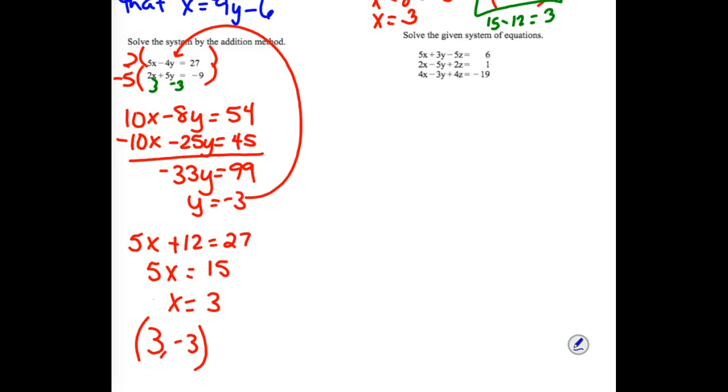Okay? Looking at the z's, I'm back to the same thing I had with x's, right? I don't have any singletons. I don't have any opposites. It's going to require a little more work. So I'm going to choose to get rid of the y's.